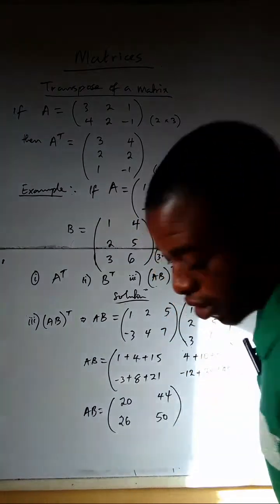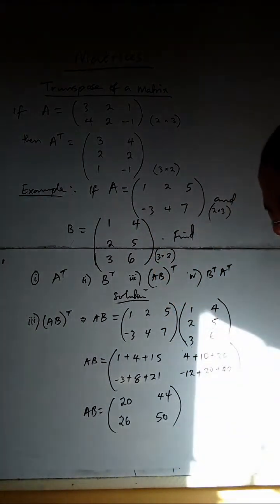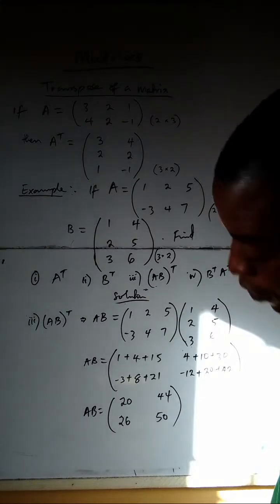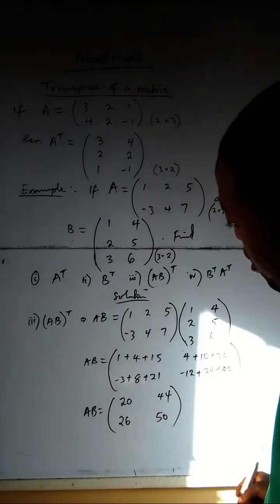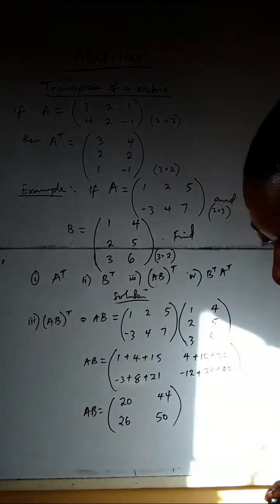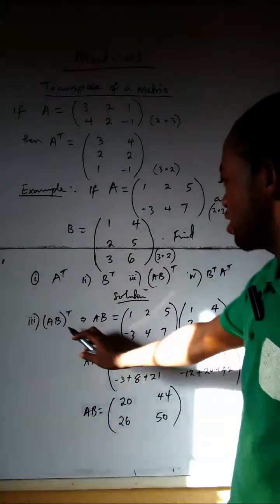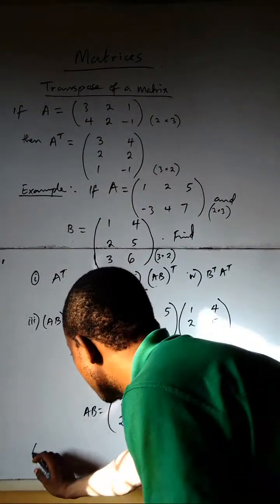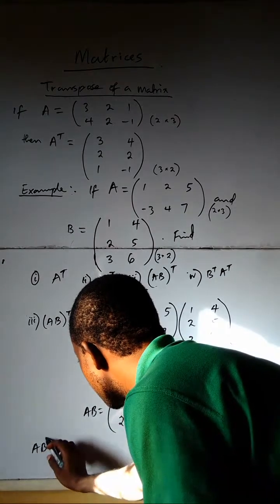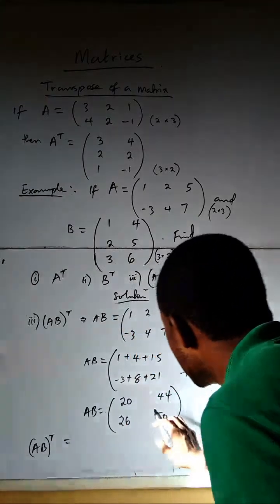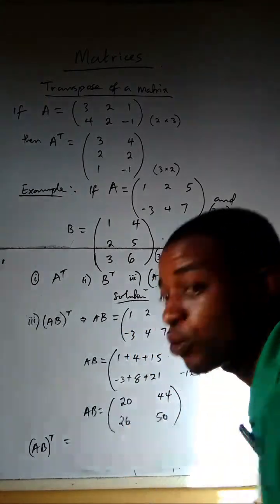That is, here now we find the transpose of what we have, because what we are finding here is A times B transpose. Therefore, what we have, which is A times B transpose, will then be equal to the transpose here, we turn the row here to the column.